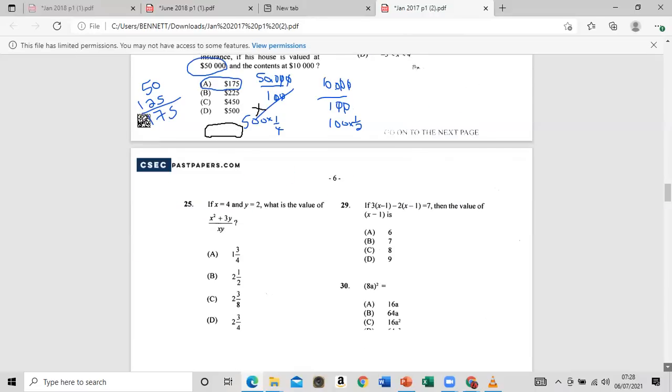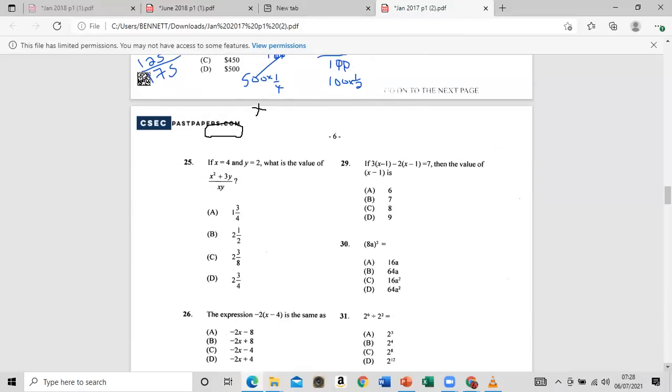All right, if x is equal to 4 and y is equal to 2, then the value of x squared plus 3y, divided by 4 times 2, is... so x is 4, so that's 4 squared plus 3 times 2, divided by 4 times 2. I also did this one early on in another video.